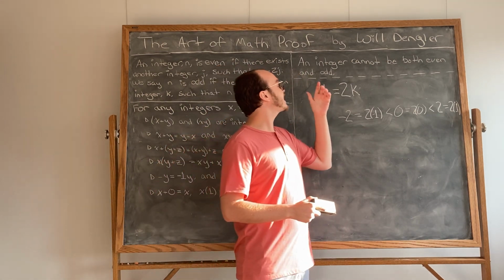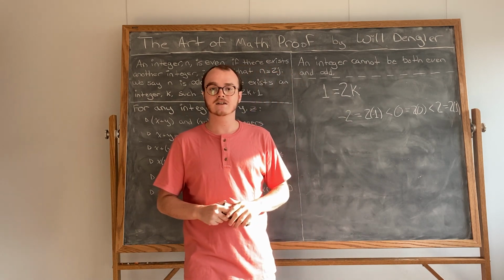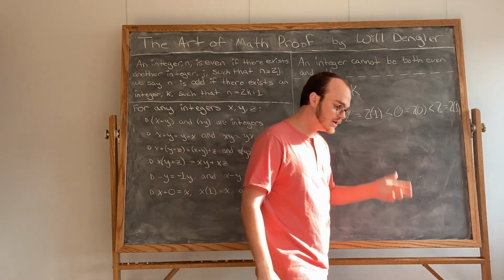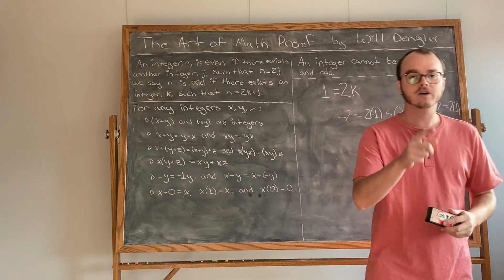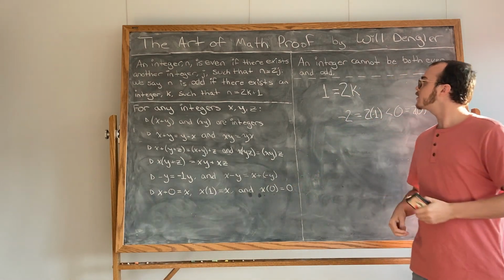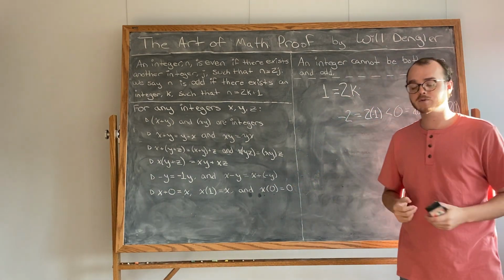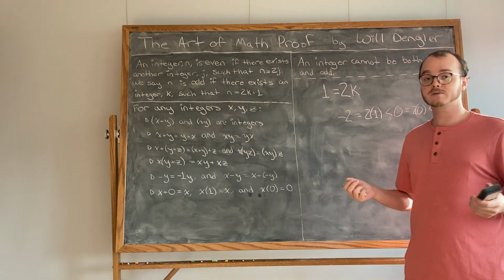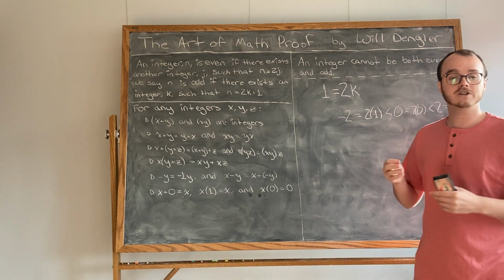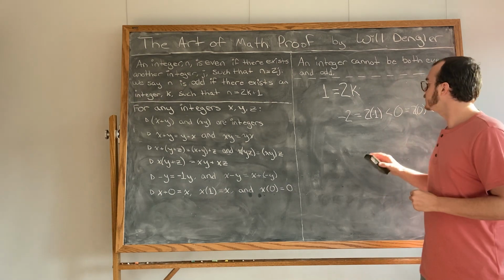And therefore, we know that k cannot exist. And thus, 1 cannot be even. But we know that 1 is odd. So therefore, we've shown for at least this one example that it's impossible for 1 to be even. However, we do know that it is, in fact, odd.